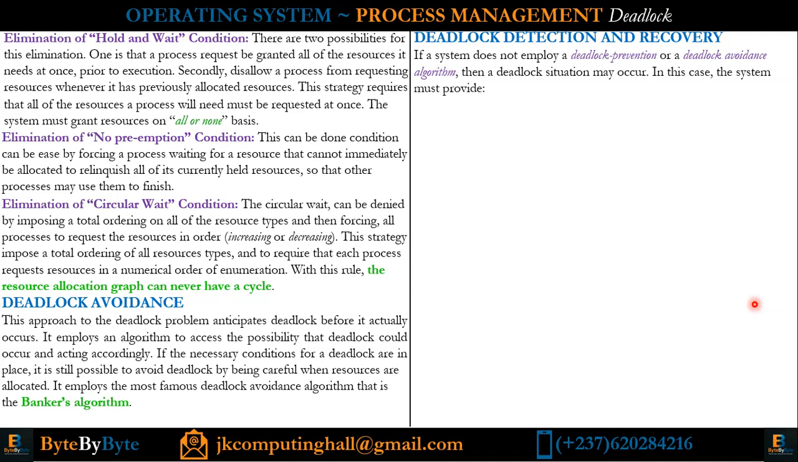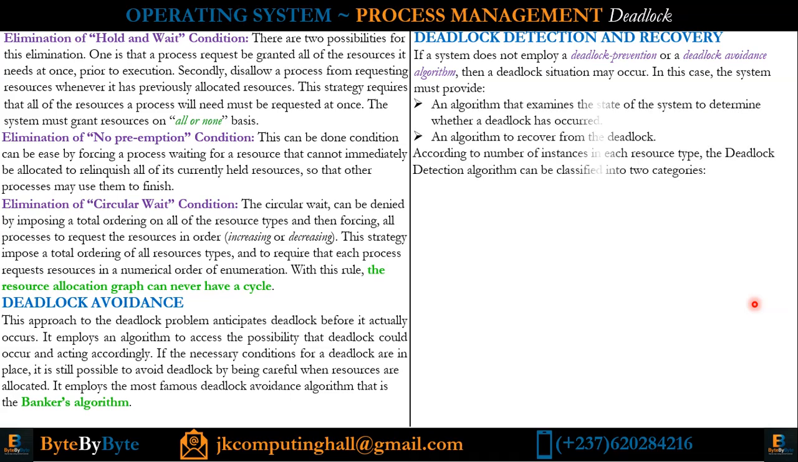Coming now to deadlock detection and recovery. If a system does not employ a deadlock prevention or a deadlock avoidance algorithm, then a deadlock situation may occur. In this case, the system must provide an algorithm that examines the state of the system to determine whether a deadlock has occurred, and an algorithm to recover from the deadlock. That's what we call deadlock detection and recovery.